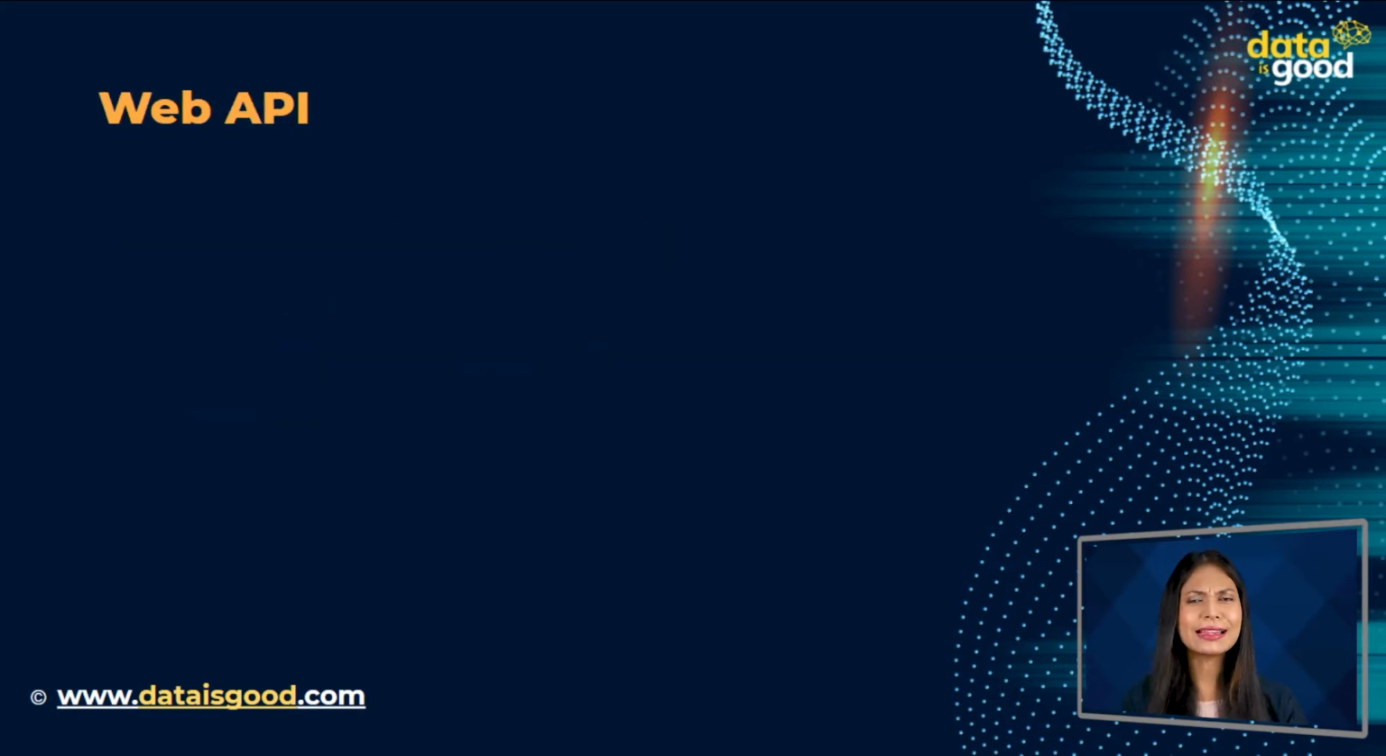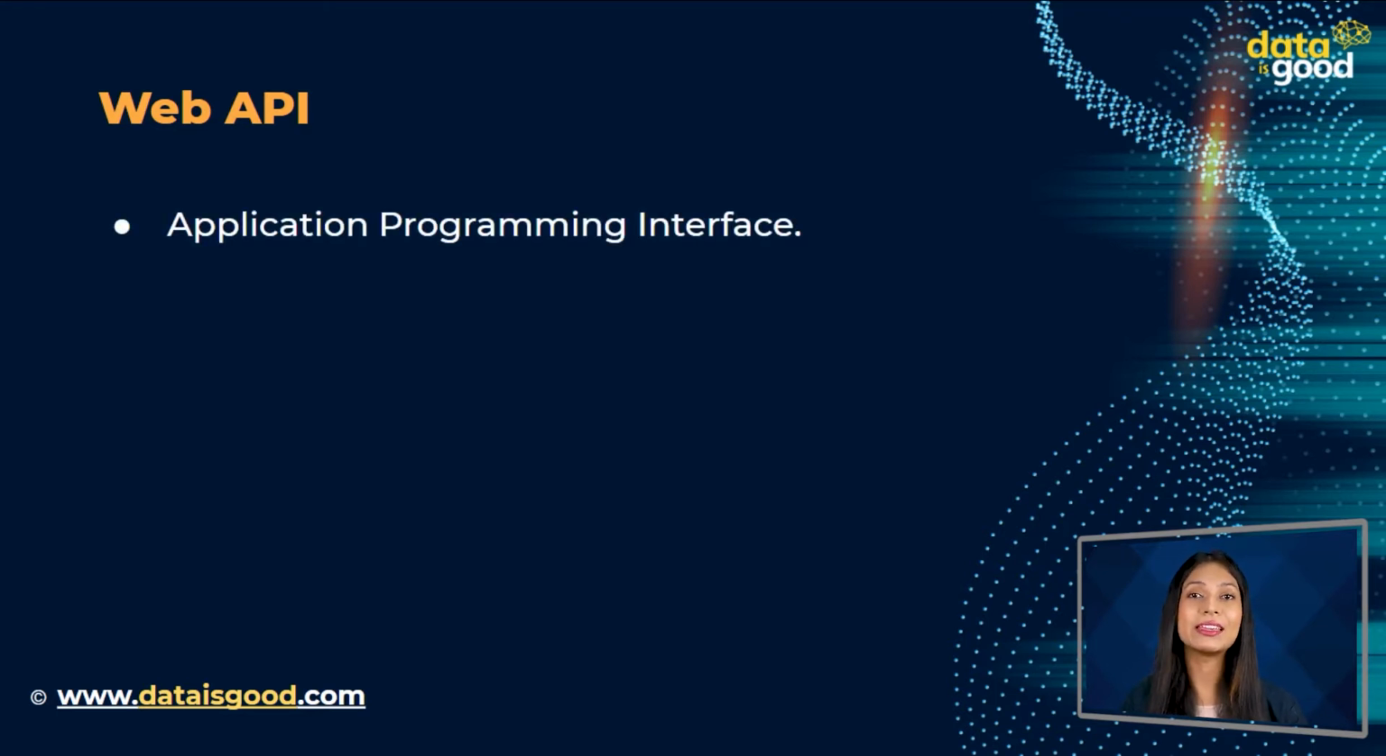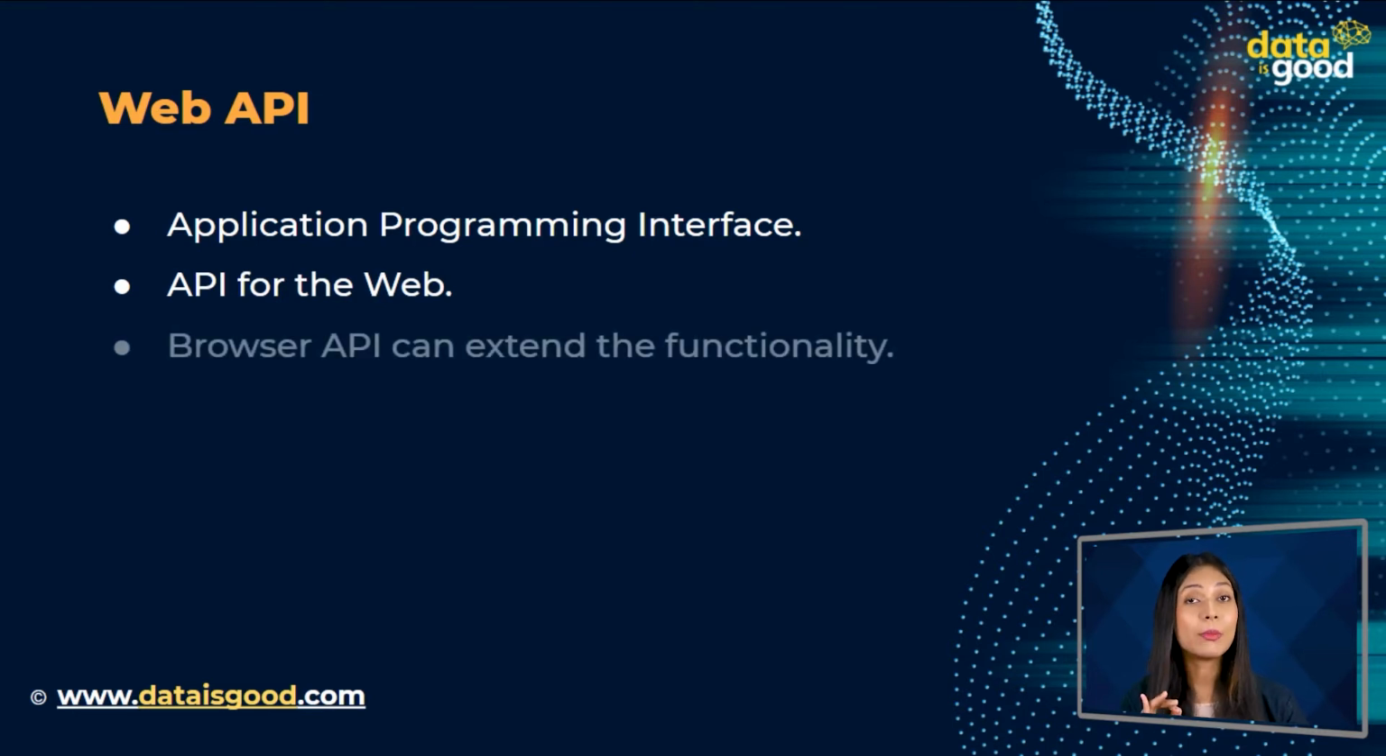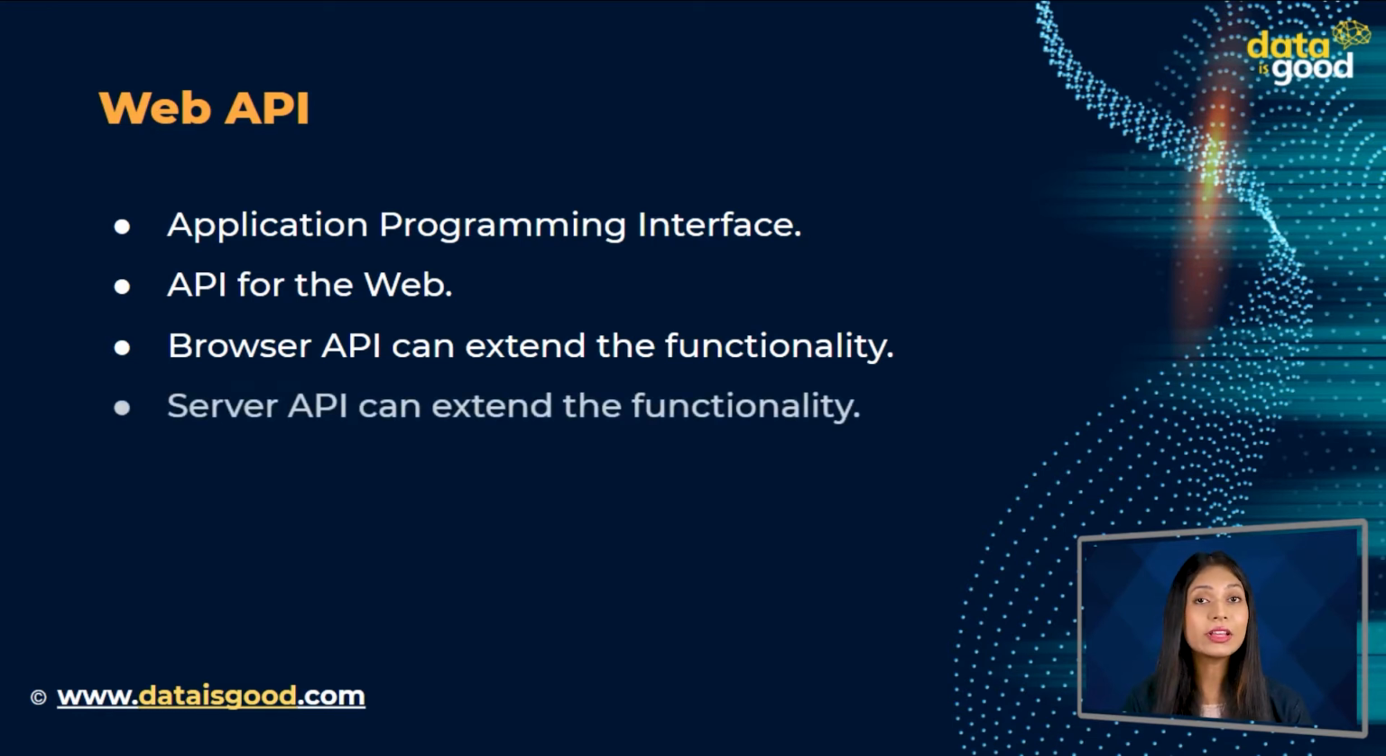So what exactly is a web API? Well, API stands for Application Programming Interface. A web API is an application programming interface for the web. A browser API can extend the functionality of a web browser. A server API can extend the functionality of a web server.